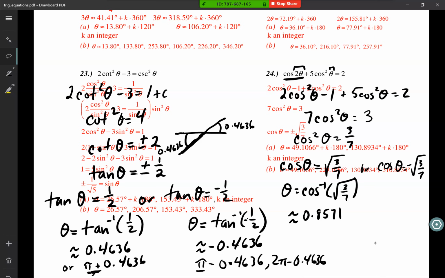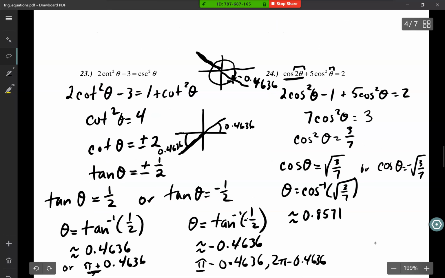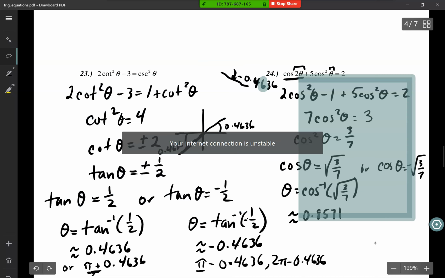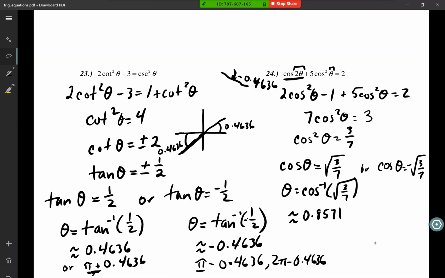Oops, that was not what I wanted to do. Let's undo that. Let's see if I can just erase this. Oops. No, maybe not. I'll just leave it.